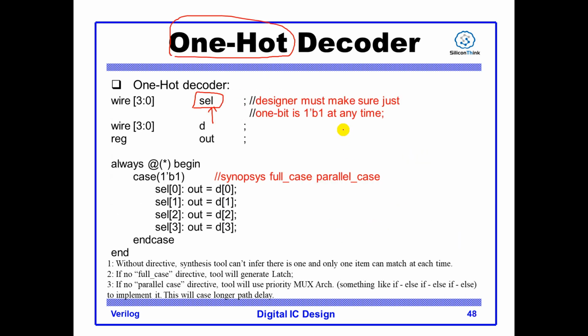So how to decode this? For example, if bit 0 is 1, I want to output this value to D out. If bit 1 is 1, I want to put this value to D out. So how to code this function?